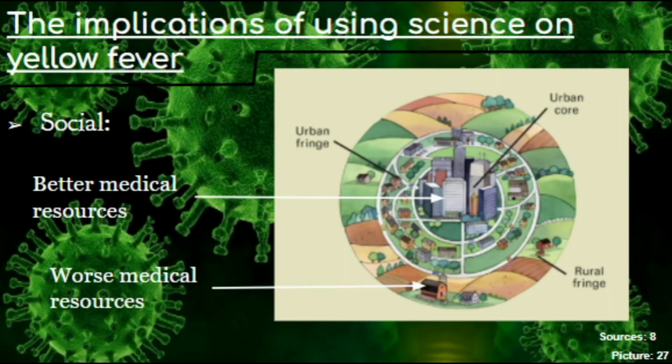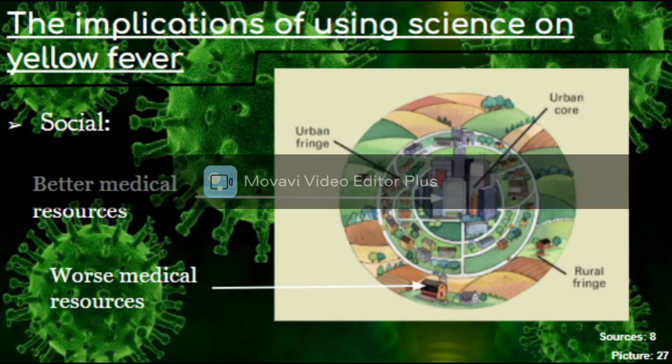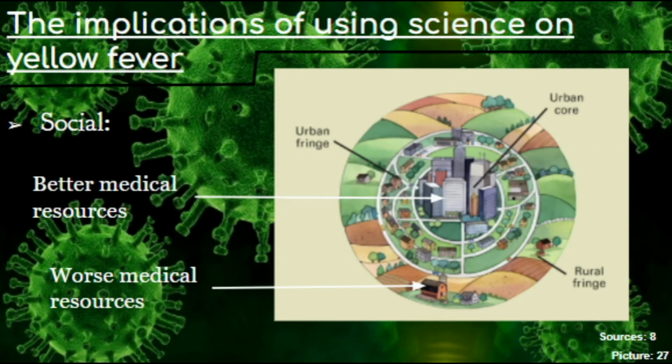The social implications of using science for the yellow fever are that not all people have easy access to hospitals or science labs. For example, it is very hard for people in the countryside to have a good treatment in case they get infected with it because the hospitals aren't as good as the ones in the urban center, or they're just too far away to access.